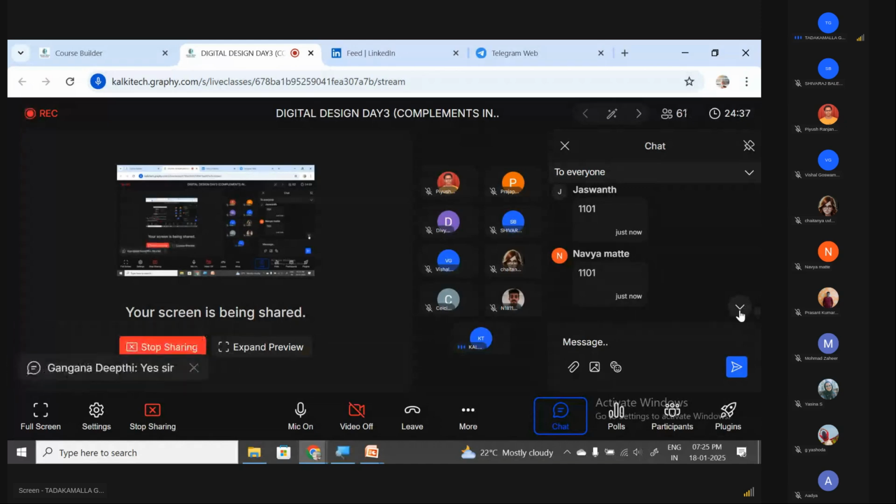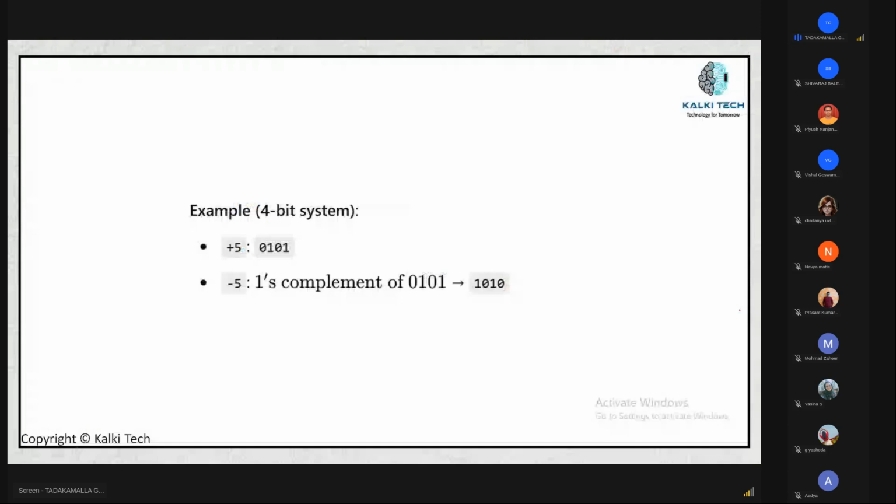So this is the representation. For plus 5, we are not going to perform any ones complement, whereas for minus 5, we are going to perform the ones complement of this particular number 0101. So it is going to be 1010.